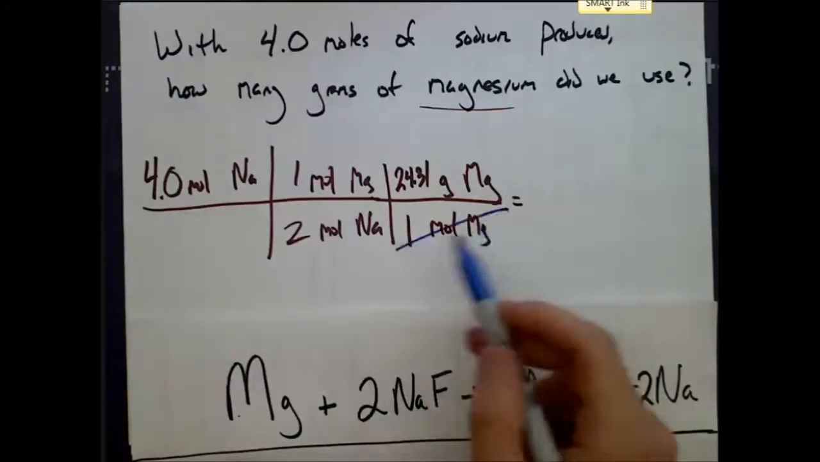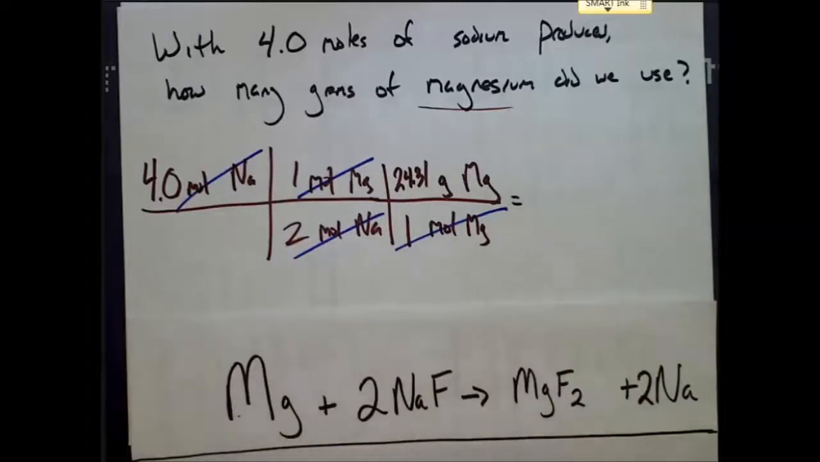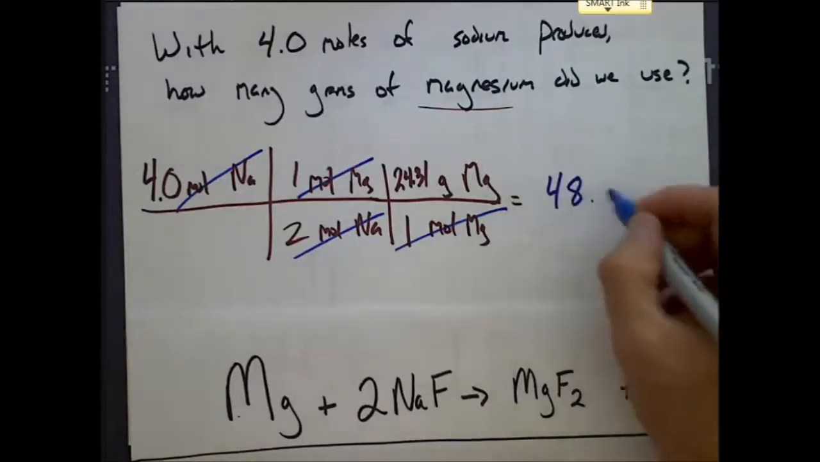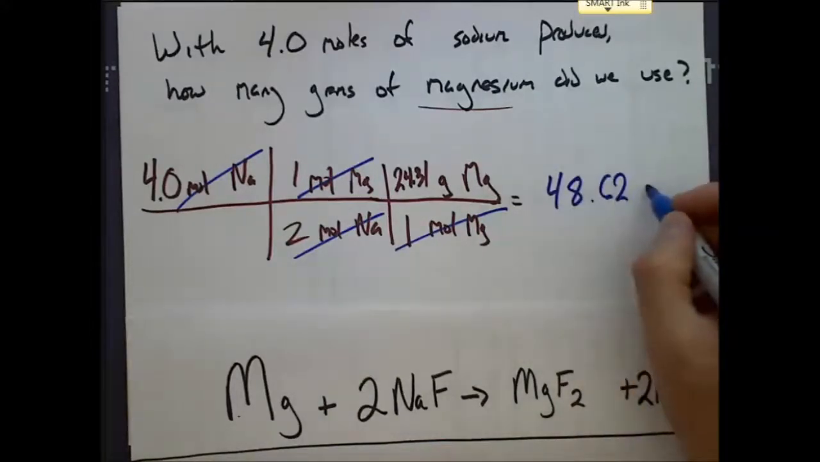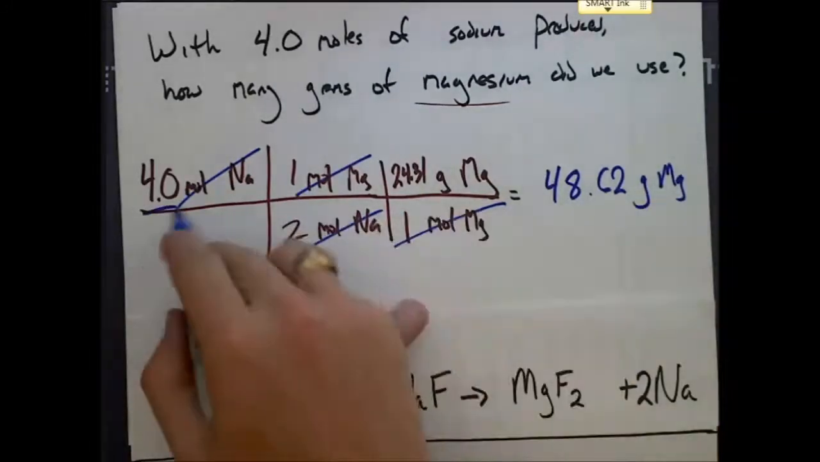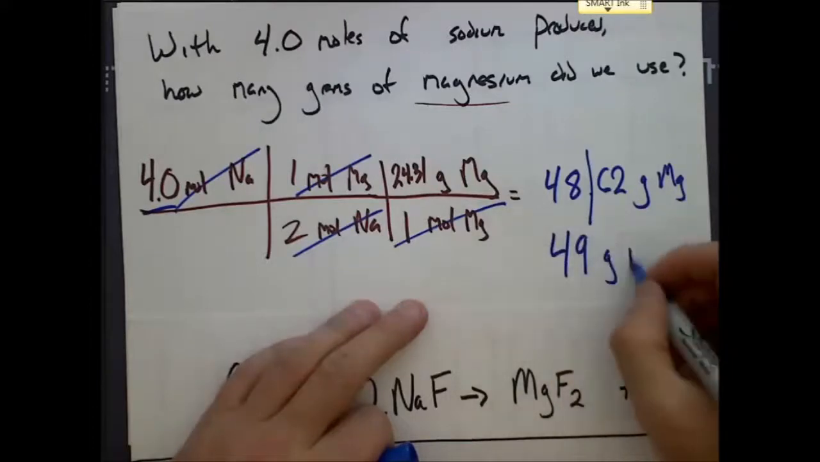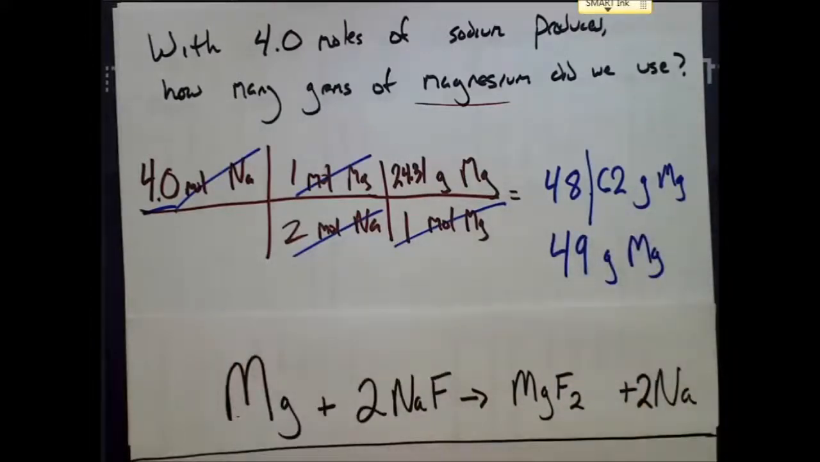Check and make sure that everything cancels. Moles of magnesium cancels, moles of sodium cancels. We are left with, calculate that here, 4 times 24.31 divided by 2, giving us 48.62 grams of magnesium. But since we only have 2 sig figs, that has to get cut off. 49 grams of magnesium would be our answer.